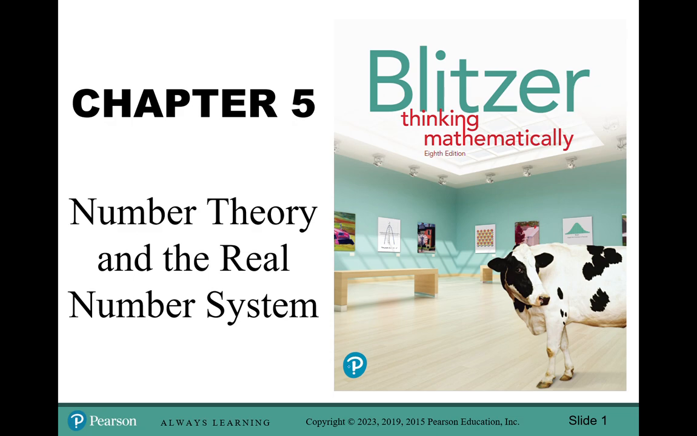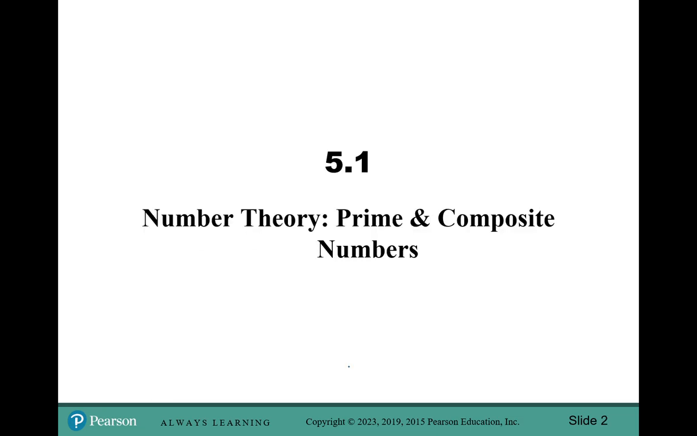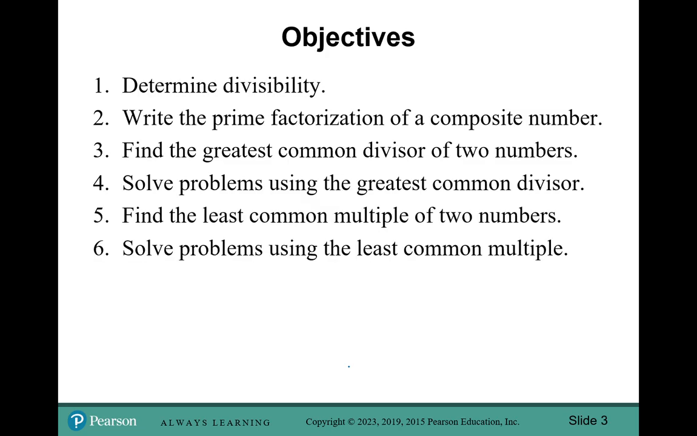Class, today we will jump into Chapter 5, Number Theory and the Real Number System. We will be looking at prime and composite numbers today. Our objectives will be to determine divisibility, write the prime factorization of a composite number, find the greatest common divisor of two numbers, solve problems using the greatest common divisor, find the least common multiple of two numbers, and solve problems using the least common multiple.